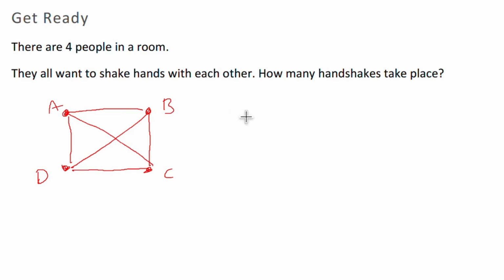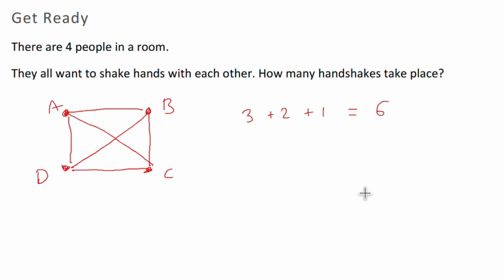So in total, that was 3 shakes for A, plus 2 more shakes for B, plus 1 more shake for C, which gives us 6. And actually, the way that we saw this, you can see how it might generalize to more people. If we had 5 people, the first person would shake 4 hands, then the next person would shake 3, then 2, then 1. 4 plus 3 plus 2 plus 1.